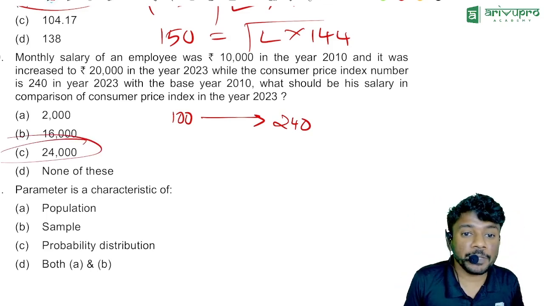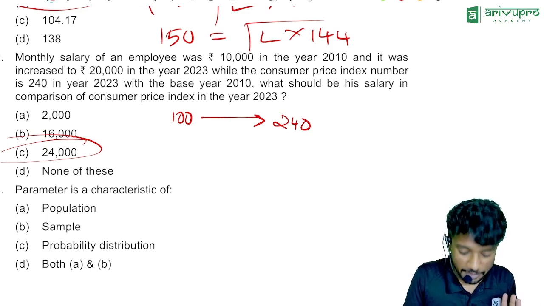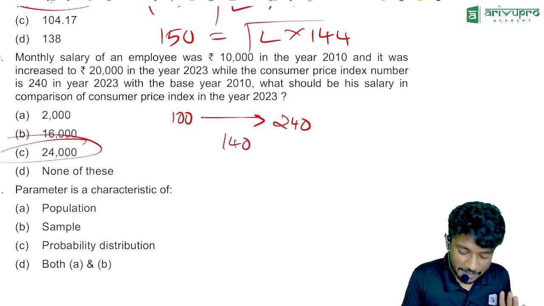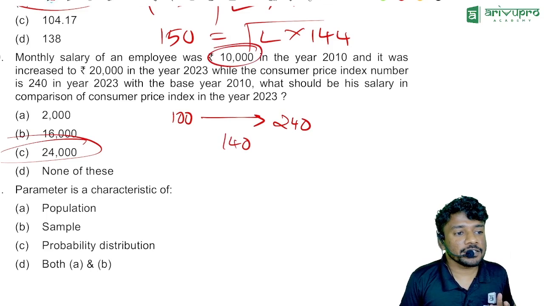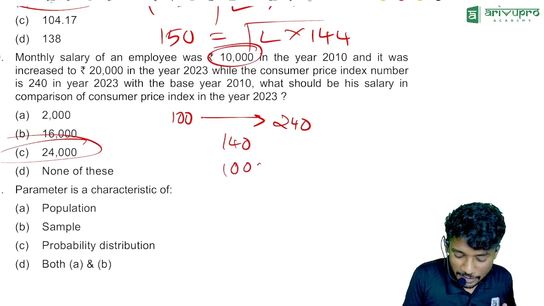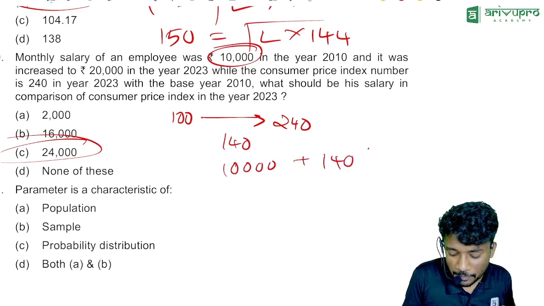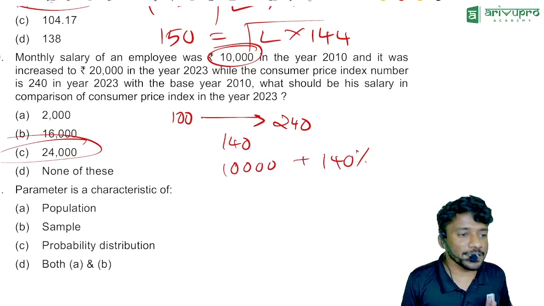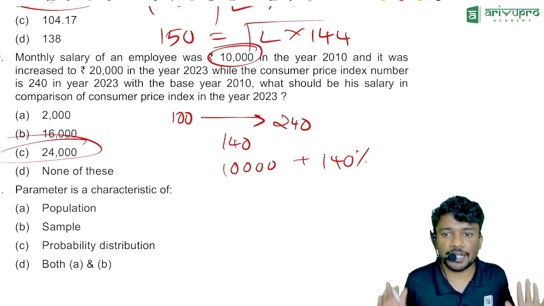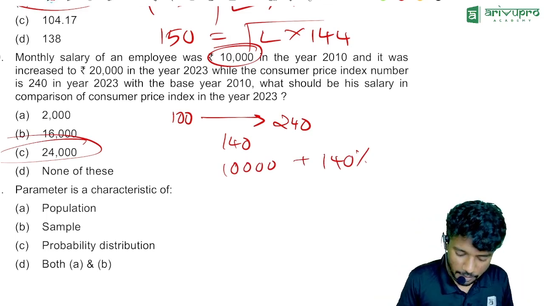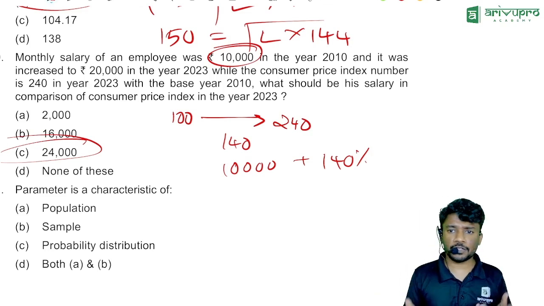So, 100 is becoming 240. What is the difference? 140 is the difference. Initial salary was how much? 10,000. So, 10,000 plus 140% on your calculator. How much will you get? 24,000. That's our answer. Okay. Or follow whichever method you are following, you will get the answer.